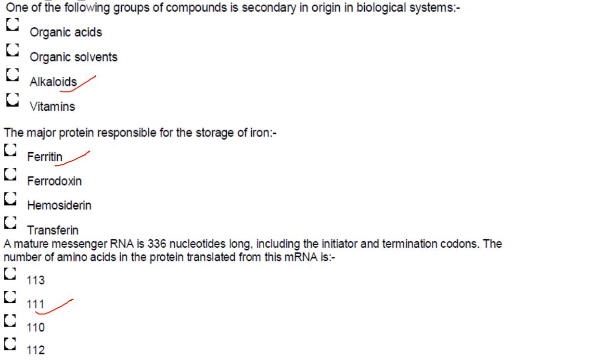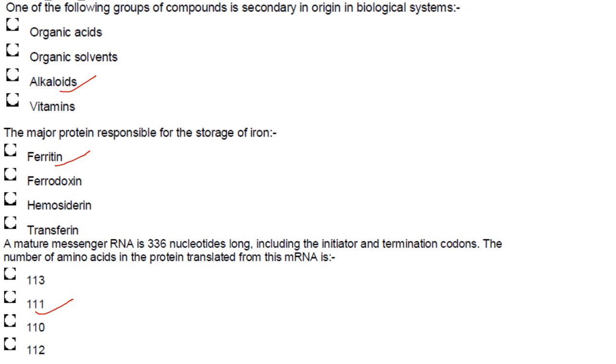Now, a messenger RNA has 336 nucleotides long, including the initiator and termination codons. The number of amino acids in the protein translated from this mRNA is. So the messenger RNA is 336 nucleotides long, including the initiator and termination codons. The initiator codon is included since it codes for methionine, but the final 3 bases or termination codons do not specify any amino acid and thus they are not included.